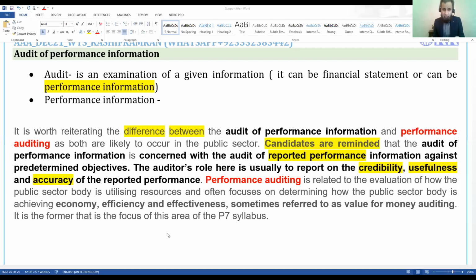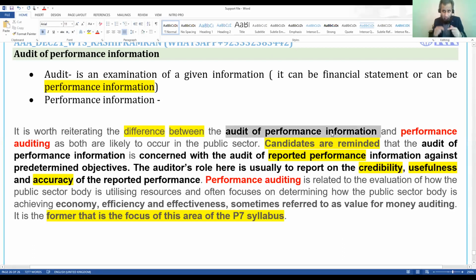Then the examiner comes to a crucial line. Examiner says it is the former that is the focus of the P7 syllabus. It is the former that is the focus of the P7 syllabus. What is former? Audit of performance information or performance auditing? What was written by the examiner former in the paragraph? Look at the paragraph. What was written former in the paragraph? Audit of performance information. And performance auditing was written later. So is the examiner saying later, or is the examiner saying former?